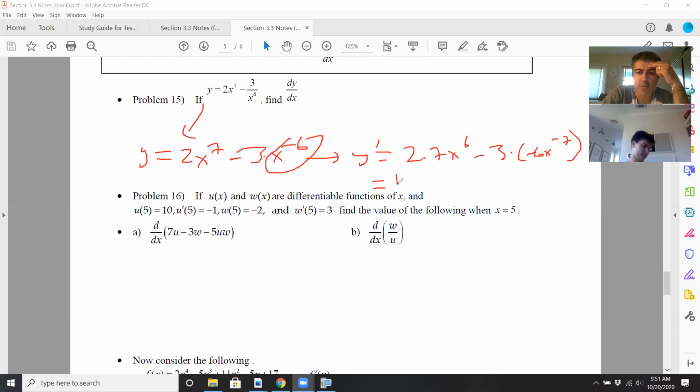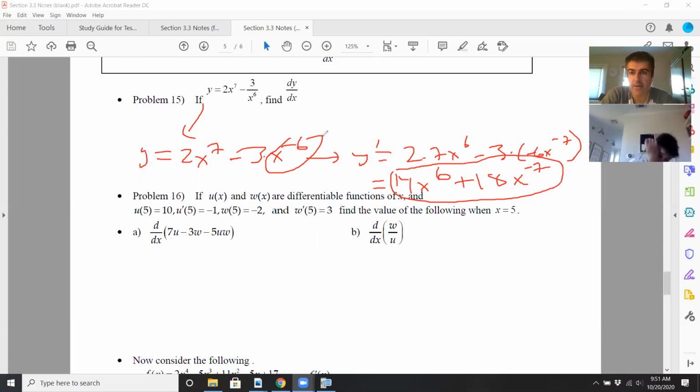So your derivative is going to be 14x^6, and you have a net minus 3 times negative 6, plus 18, x to the negative 7. And you can leave it like that, or you can put it over x^7. I don't really care. That's the derivative of y there. Again, we're just doing things that are very, very mechanical. Any questions?